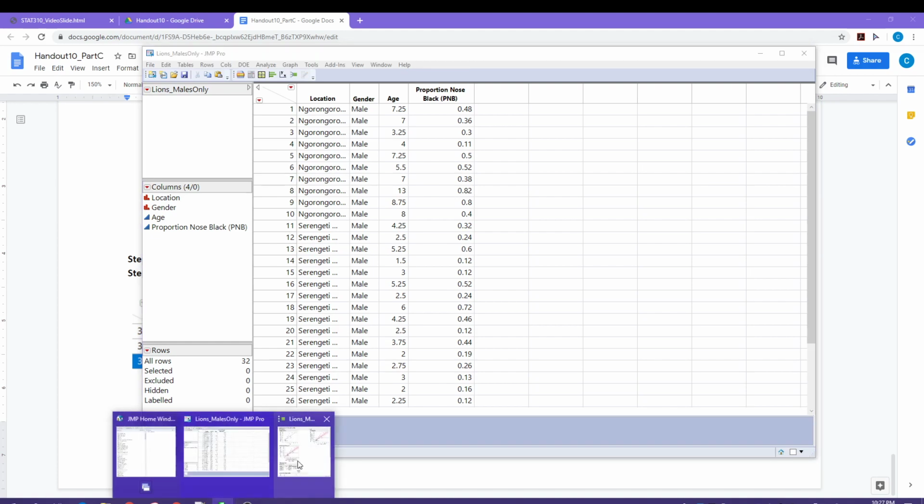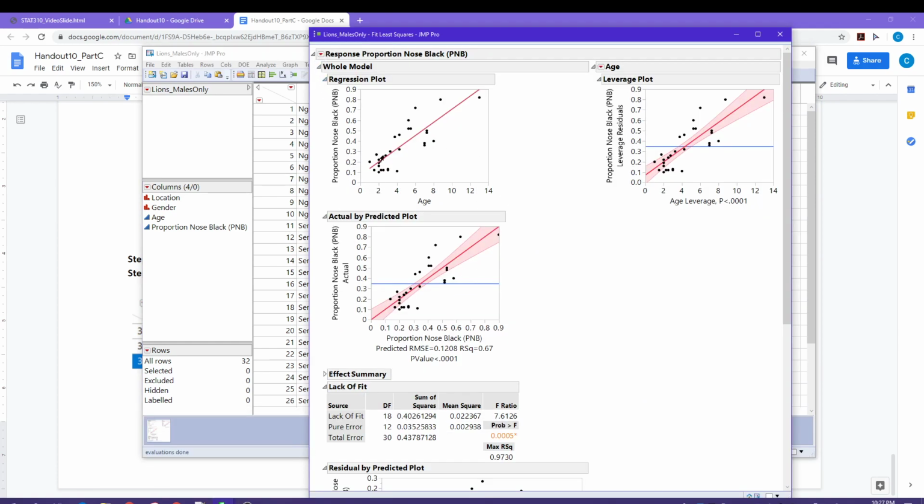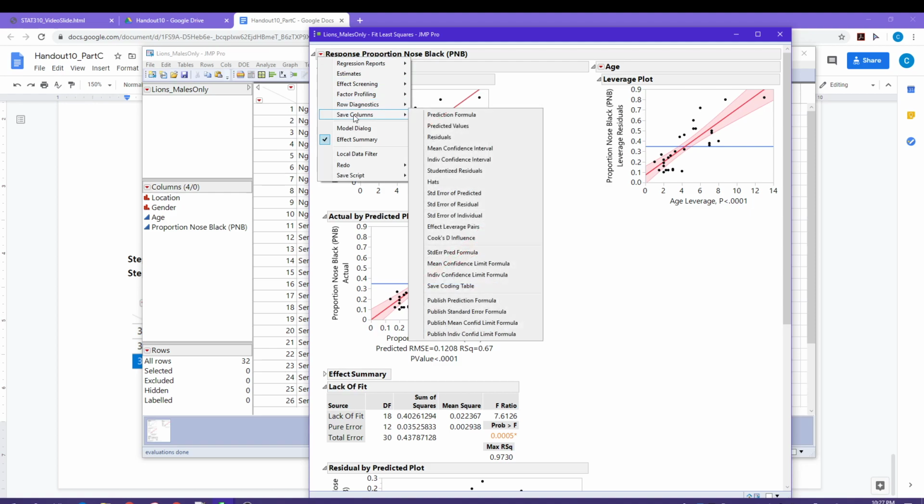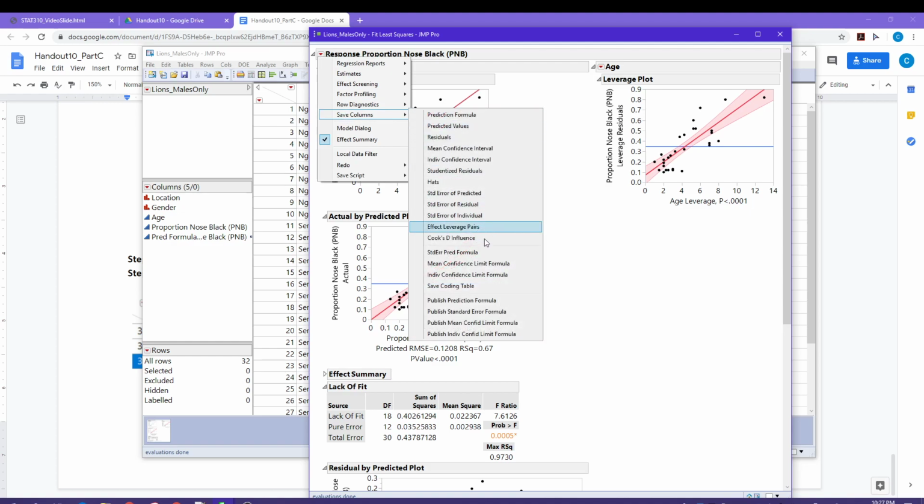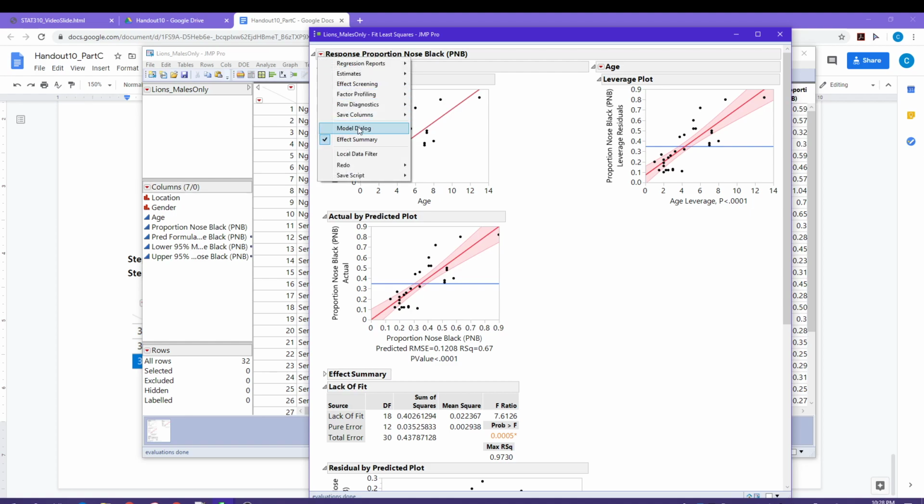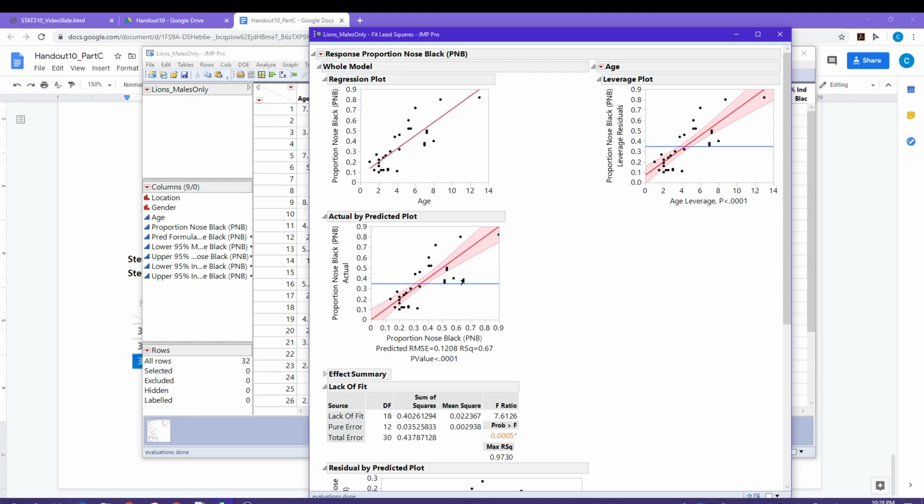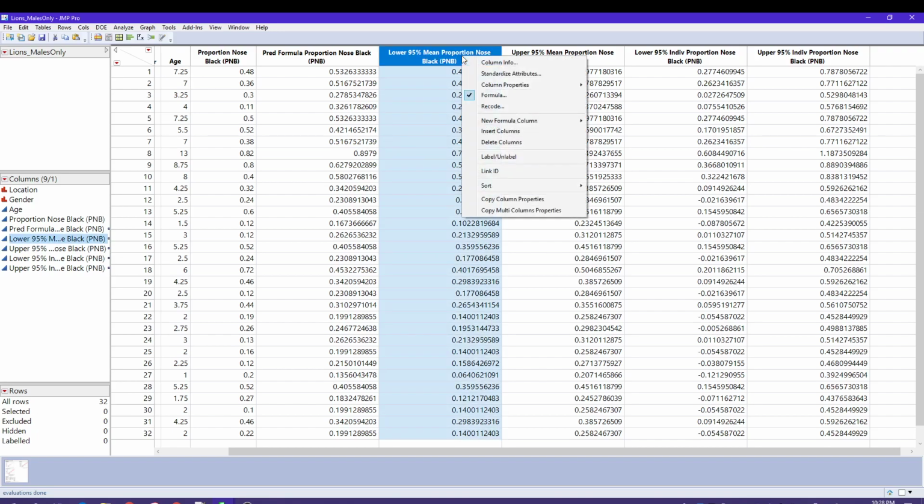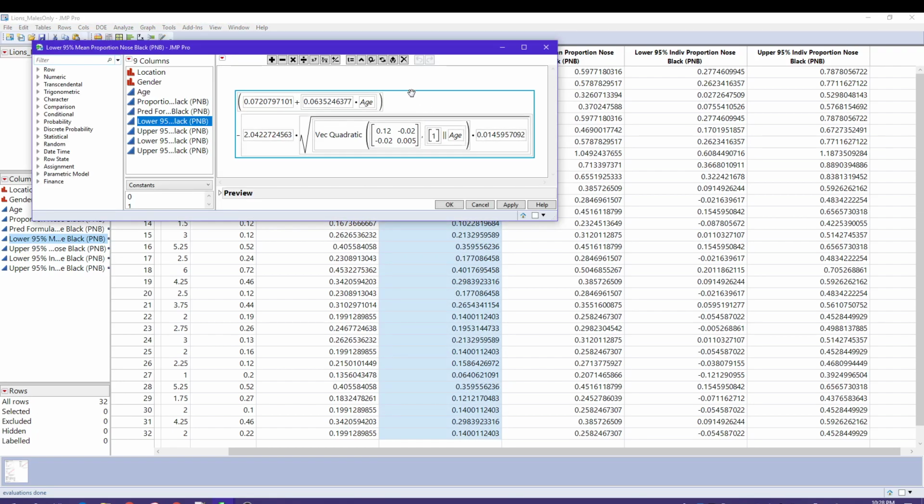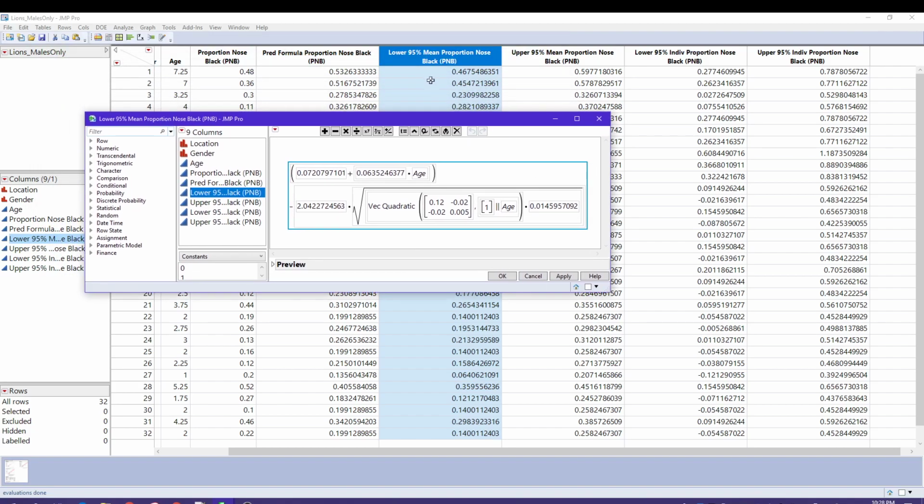So from my drop-down menu, from fitting my model, here I'm going to say Save Prediction Formula. And then I'm going to save the mean formula, mean confidence limit formula, and also the individual confidence limit formula. This produces all of the same columns that I had just earlier. But if you look inside of one of these, it actually has the formula that's being used to create that prediction, or here, being used to create the lower 95% confidence interval.